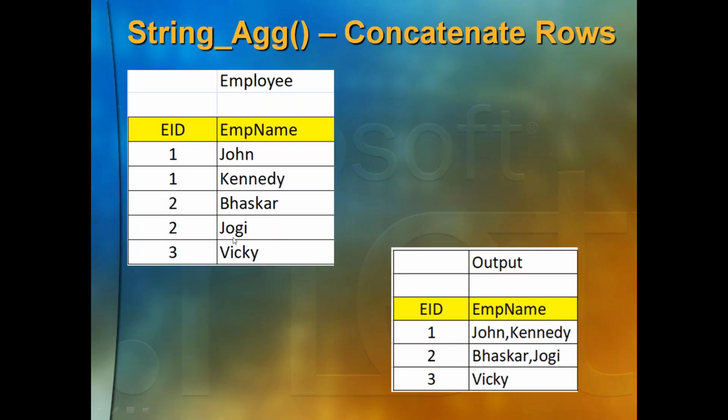And this is what we discussed today, concatenating rows. Here you should not have duplicates, you should not have a primary key. If there is a primary key, then this is not going to work. With 1, 1, 2, 2, 3 and 1, 2, it's going to be grouped based on the number and concatenated: John, Kennedy, Bhaskar, Jogi. Without a string aggregate function, when you try to implement it, it's a very, very complex query to concatenate rows like this. Am I clear?